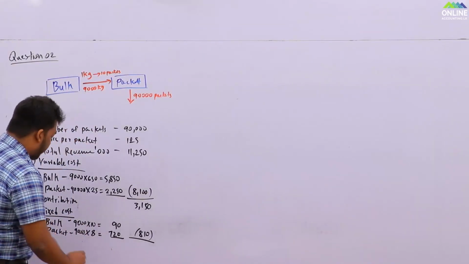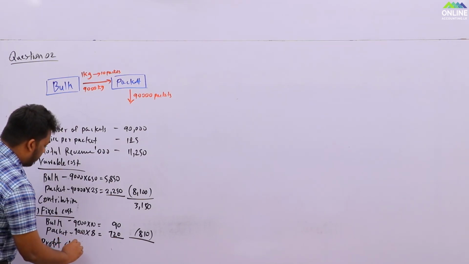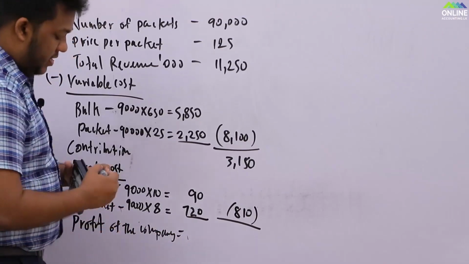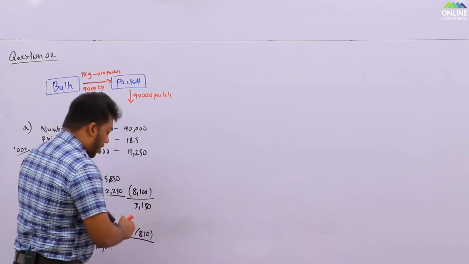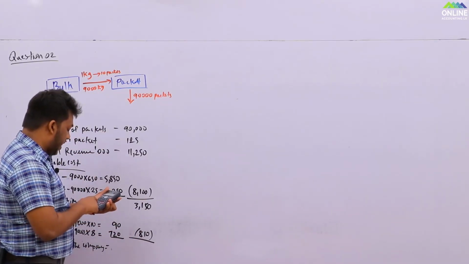Right? So the profit of the company is how much? 3,150 minus 810.